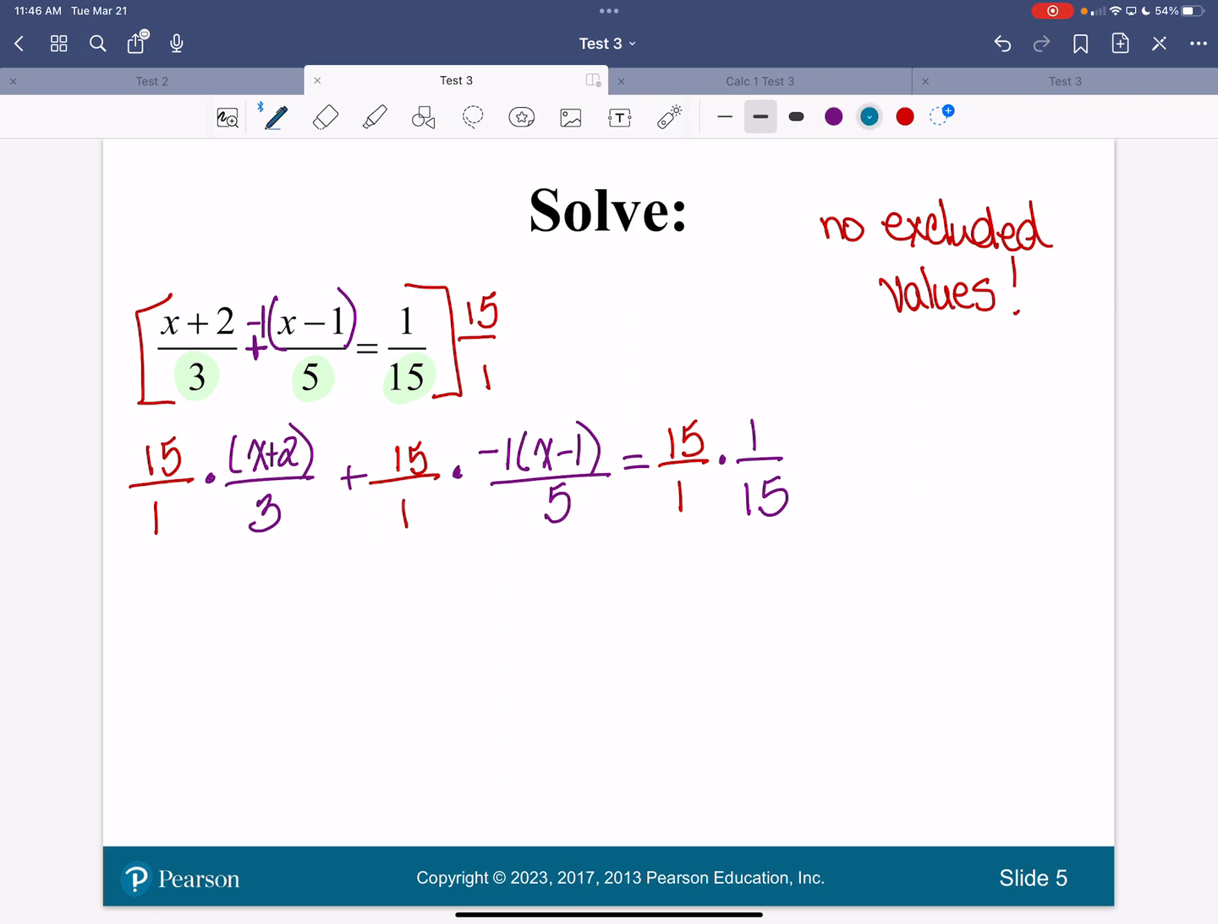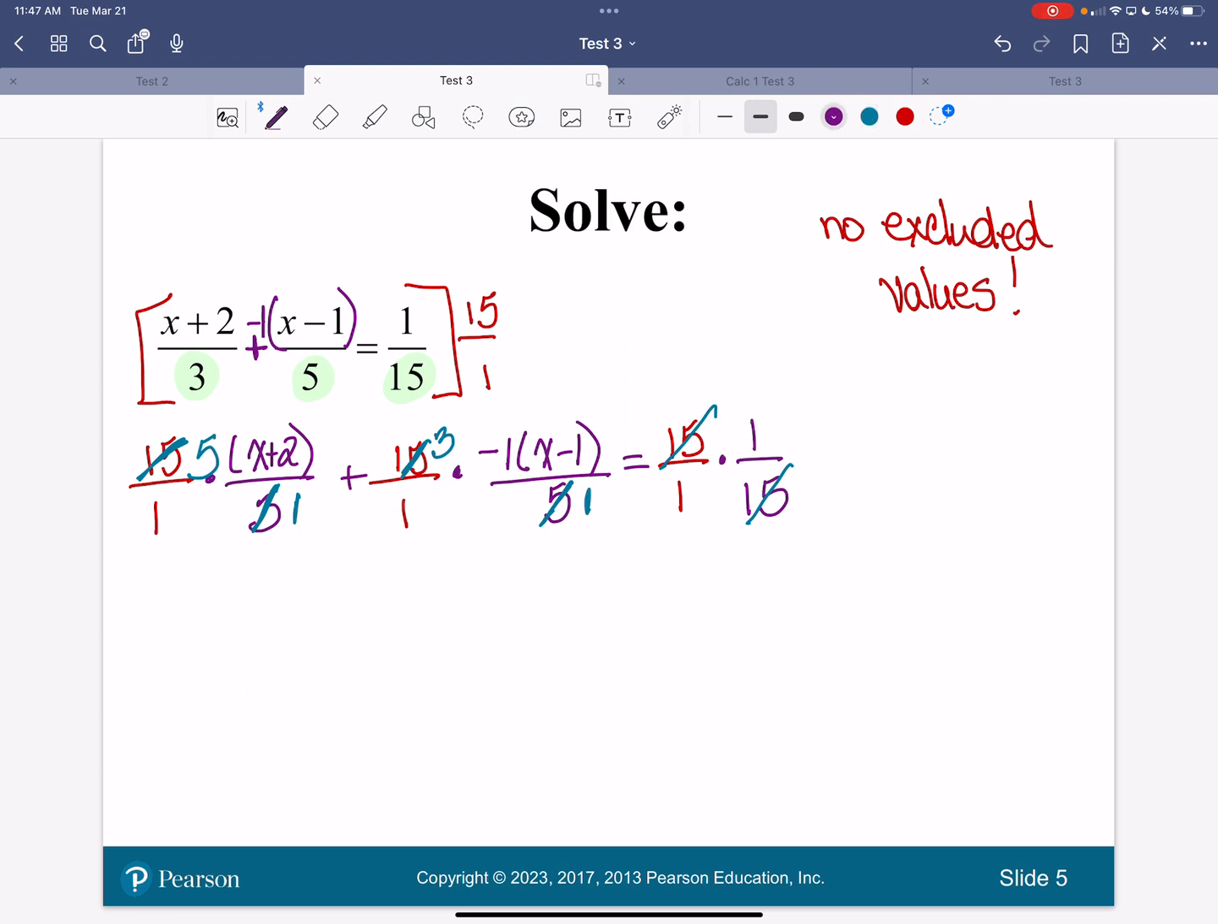And now, I'm going to cancel what I can. 3 goes into 3 one time, and 3 goes into 15 how many? 5. What am I going to have to do with that 5? Distribute. Good. Okay, 5 goes into 5 one time, goes into 15 how many? 3. What am I going to be distributing there? Negative what? Negative 3. Good. Okay, so I've got 3 times negative 1, and so I'm actually distributing negative 3 right there. That's what I'm distributing. Okay? And then 15 and 15 cancel.